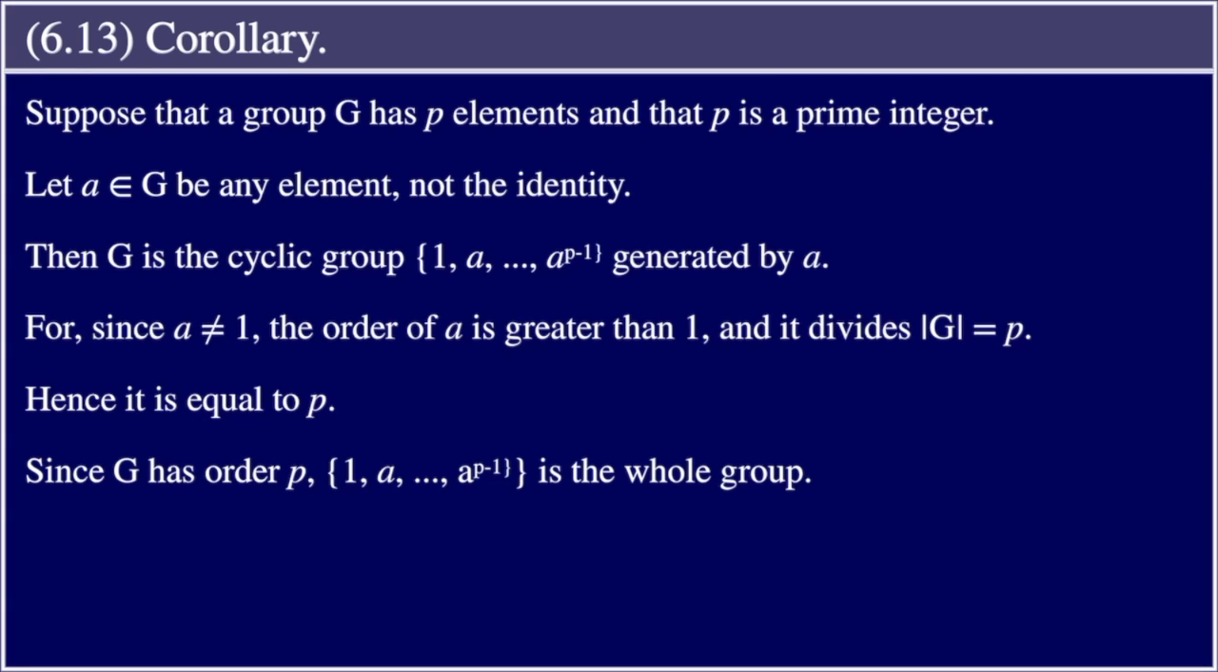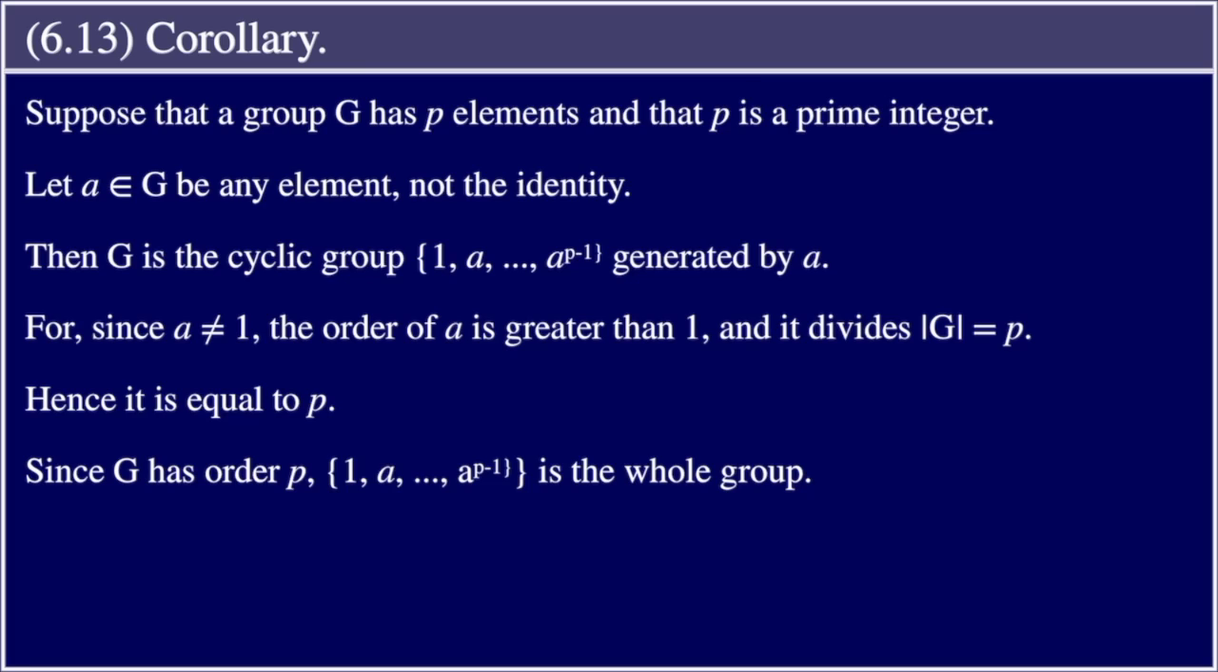6.13 Corollary. Suppose that a group G has p elements and p is a prime integer. Let a, a member of G, be any element, not the identity. Then G is the cyclic group {1, a, ..., a^(p-1)} generated by a.